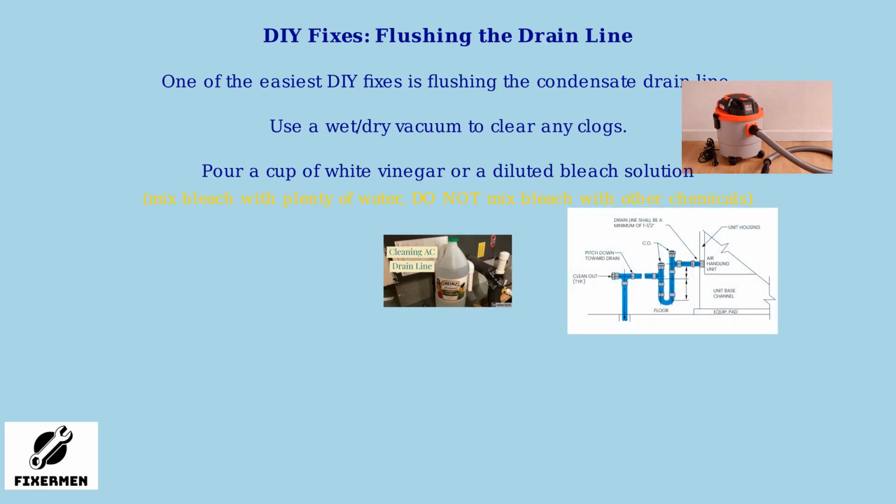The condensate drain line is where moisture from your AC collects and drains away. Here's a diagram showing the typical setup with the P-trap and clean-out fittings. By performing regular flushing of the drain line, you can prevent future clogs and eliminate those musty odors from your AC system. Dirty air filters restrict airflow and trap mold spores.